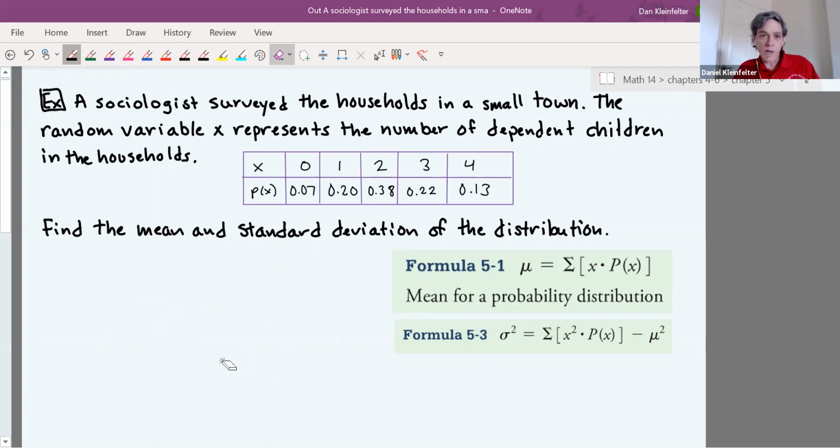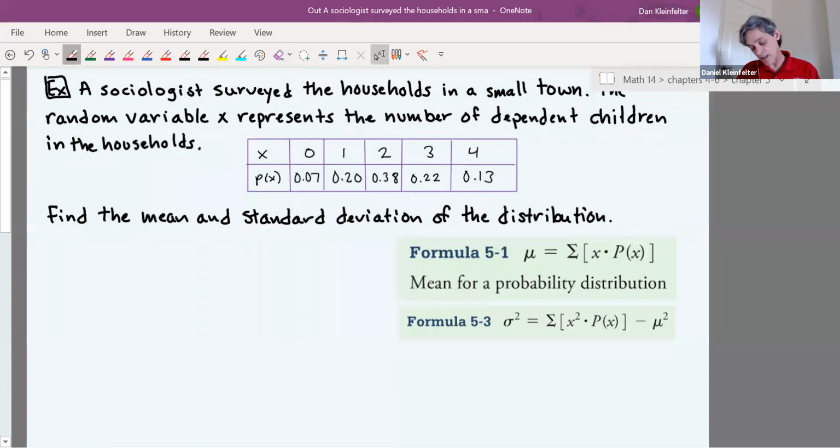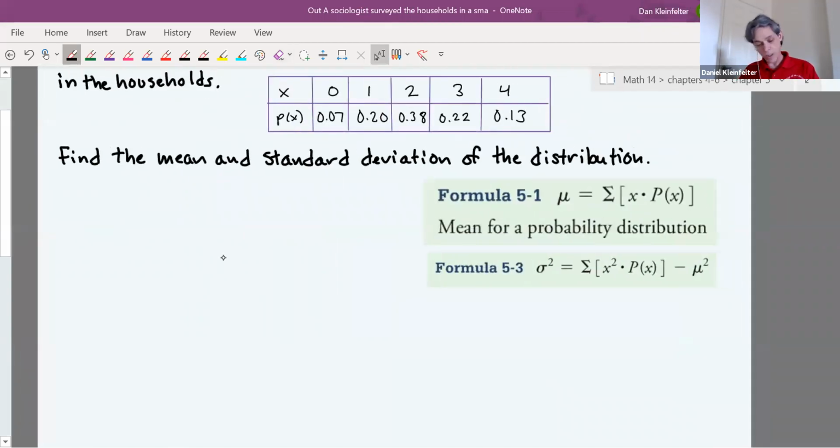For this one, we're going back to the example we had earlier with the sociologist surveying households in a town. The random variable x represented the number of dependent children in the households. We had to fill out the 0.22 before, which was the point of our earlier example, but now we've got it. So we're going to find the mean and standard deviation of this distribution. That's the purpose of this one.